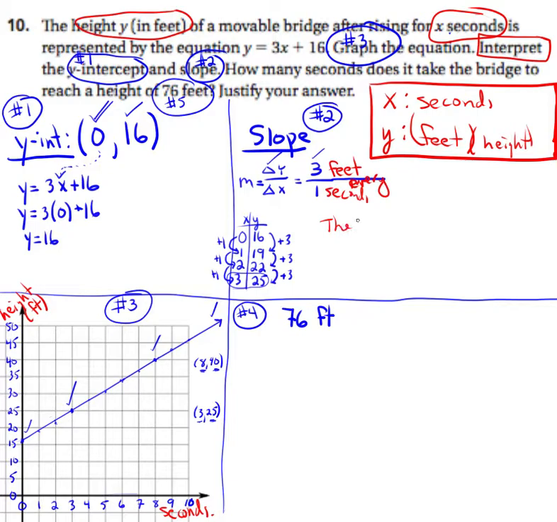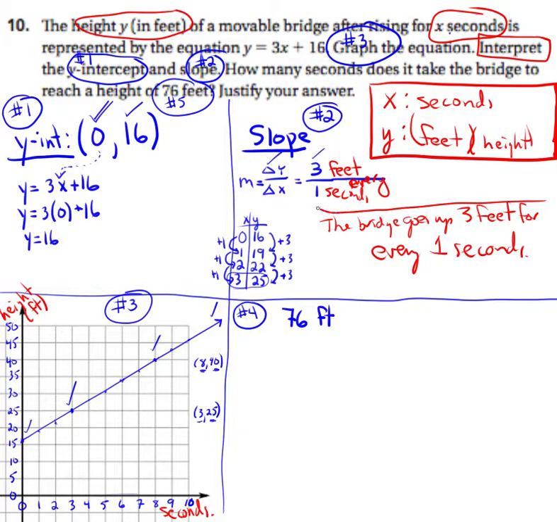The bridge goes up 3 feet for every 1 second. Now you could switch it around and say every second the bridge goes up 3 feet. So that's saying the same thing, it's just a different way of saying it, and that's the cool part about L&L is that you can say things in different ways. But it does have to have that word every in that sentence.